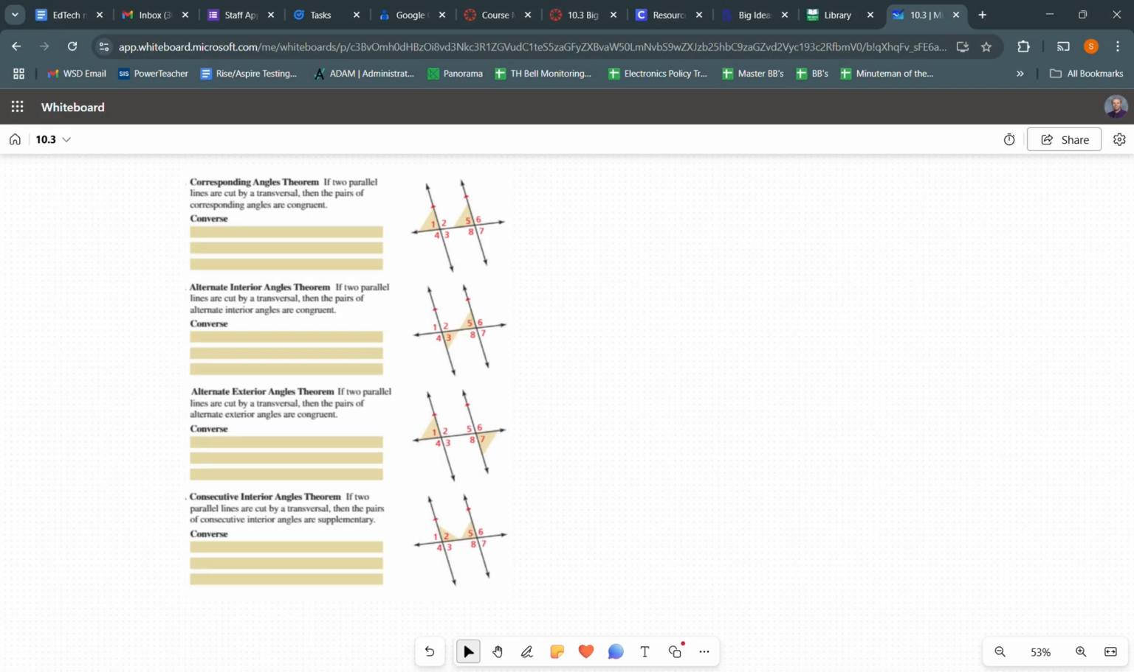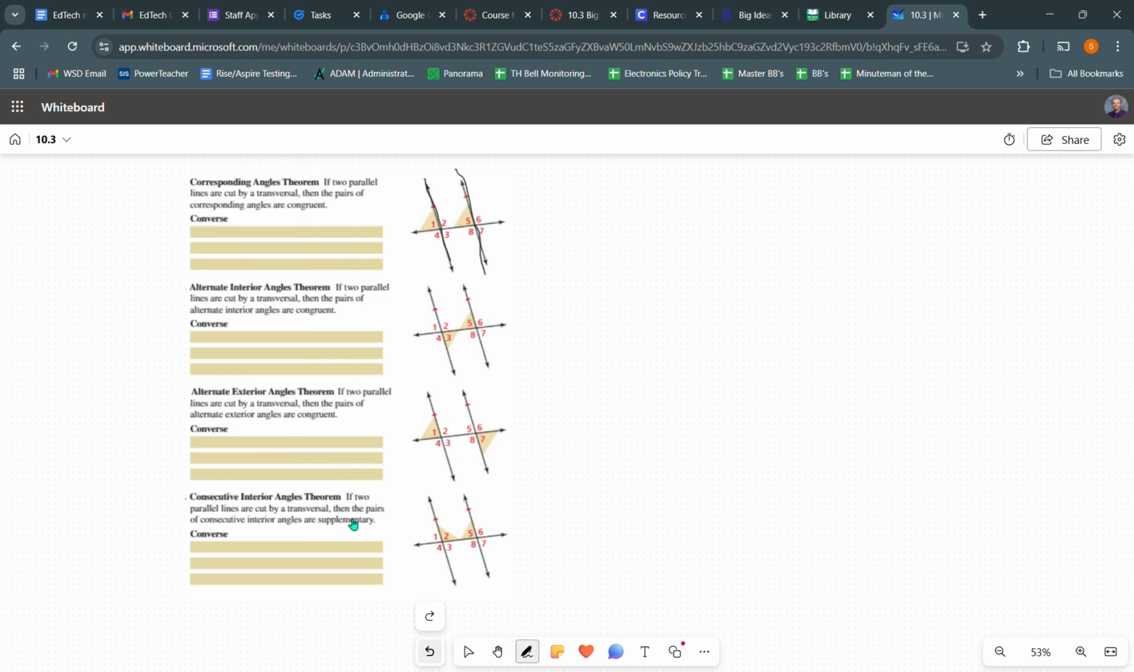In section 10.2, we learned that if two lines were parallel, then we could say a lot of things about their angles. We talked about the corresponding angles theorem, alternate interior angles theorem, alternate exterior angles, and consecutive interior angles theorem, where these are congruent, these are congruent, these are congruent, and these two angles add up to 180 degrees.